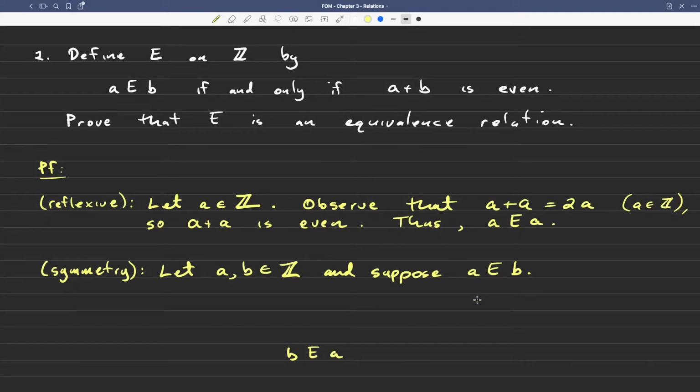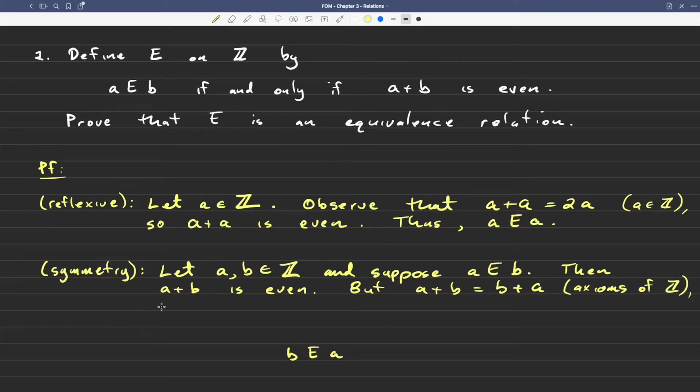But this is going to be pretty straightforward. A plus B is equal to B plus A, right? We know that addition is commutative. So we know A plus B is even, but A plus B equals B plus A. That's just a known property of integers. So B plus A is even also. And hence, because B plus A is even, that's what it means to say B is related to A. So we started off with A is related to B, and we arrived at B is related to A.